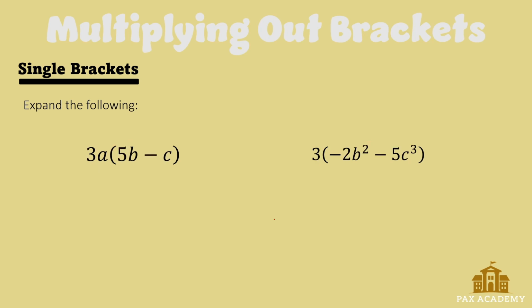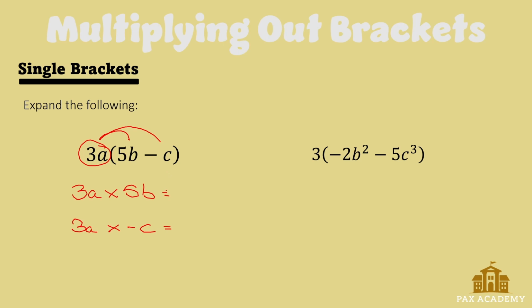Okay, now it's getting a little bit harder. So let's see, the first one reads 3a times open brackets, 5b minus c, close brackets. Okay, so here's a question for you guys. What's the term in front of the brackets that we need to multiply by each term inside the brackets? So in this case, it's 3a. It's a whole thing. So we need to take this whole thing and multiply it in turn by each term inside the brackets. So what we would get here is 3a times 5b, and then 3a times minus c.